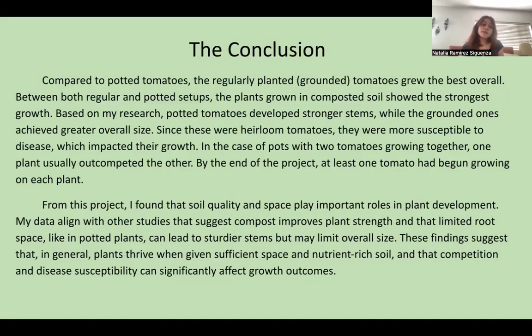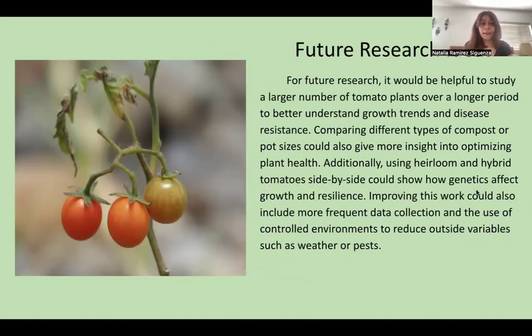From this project, I found that the soil quality and the space play important roles in plant development. My data aligned with other studies that suggest compost improves plant strength and that limited root space, like in pots, can lead to sturdier stems but may limit overall size. These findings suggest that in general, plants thrive when given significant space and nutrient-rich soil, and that competition and disease susceptibility can significantly affect growth outcomes.